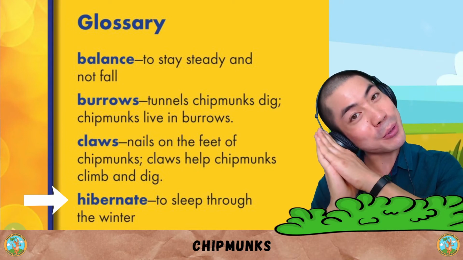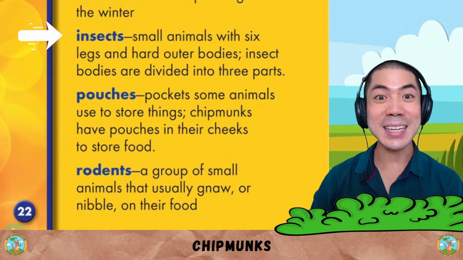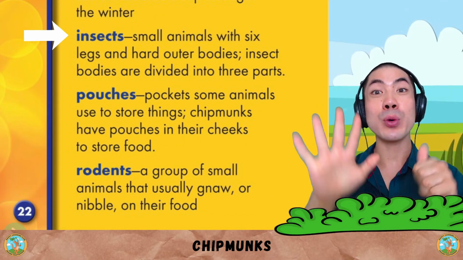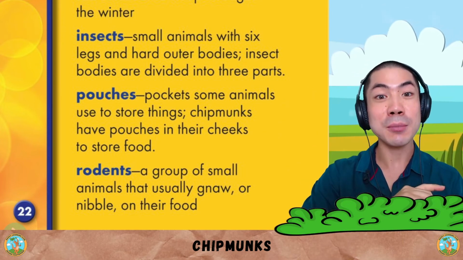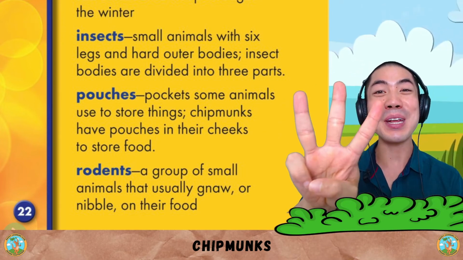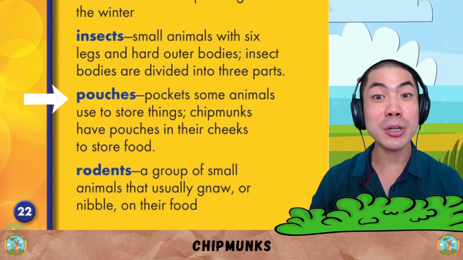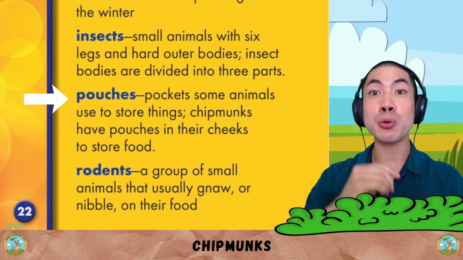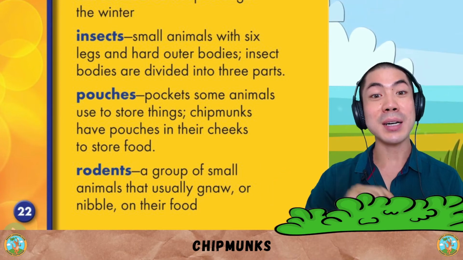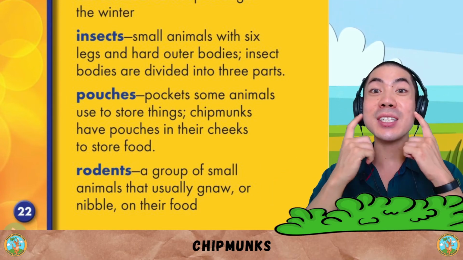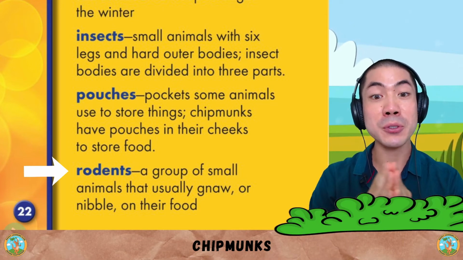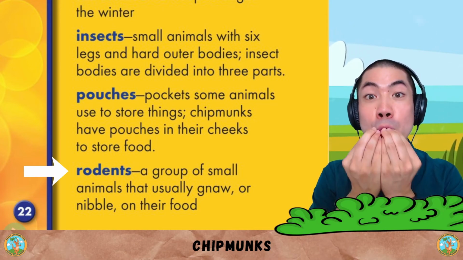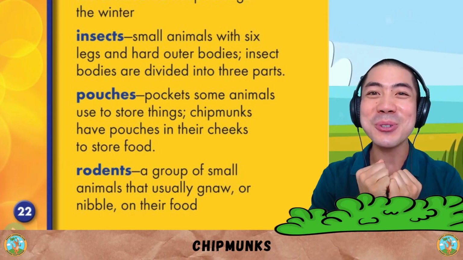Hibernate is to sleep through the winter. Insects are small animals with 6 legs and hard outer bodies. Insect bodies are divided into 3 parts. Pouches are pockets that some animals use to store things. Chipmunks have pouches in their cheeks to store food. And finally, rodents are a group of small animals that usually gnaw or nibble on their food.